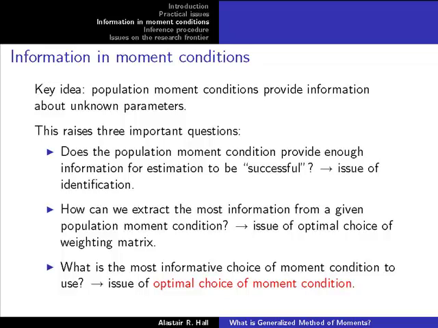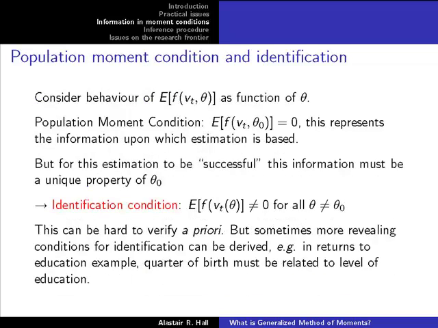Now, all of these have been addressed in the literature. The first leads us to the issue of identification. The second, within this context, leads us to the question of what's the best choice of weighting matrix. Remember, that was the matrix sitting in the middle of the quadratic form that is the minimand for a GMM estimation. And then the last thing is referred to as the optimal choice of moment condition. So a few words about each of those.